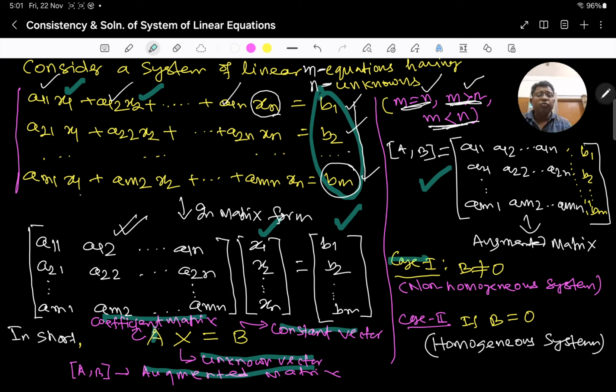Now there arise two cases. Case 1: if this right hand side b1, b2, bm is not equal to 0, then the system is a non-homogeneous system. And if this right hand side is equal to 0, then the system is a homogeneous system. Now we will discuss the solution under both cases. Note that if a system is homogeneous, and I put x1, x2, xn all 0, then all the equations are satisfied. Then definitely we must have a solution. But in a non-homogeneous system, it may not have a solution, as we see in the Gauss elimination technique.